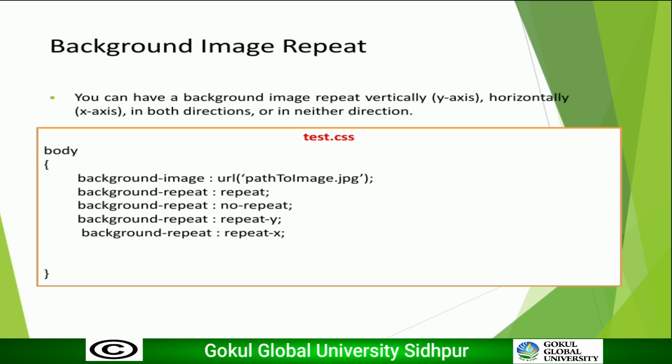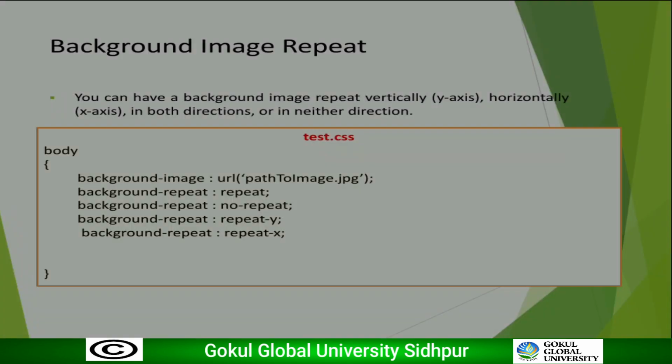Background repeat with repeat-x. The image is repeated in the horizontal way. Background repeat with repeat-y axis. The image is repeated in the vertical way. And the value is no-repeat. The image is displayed a single time with no repeat property.